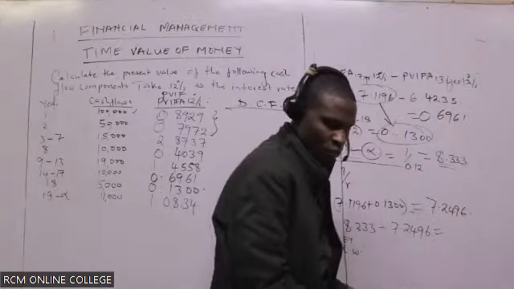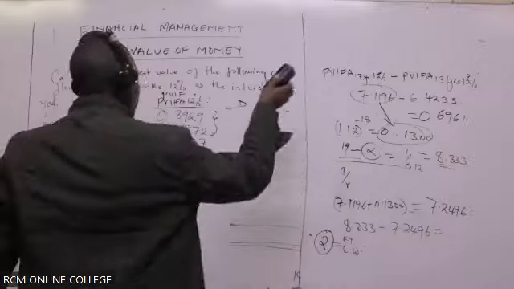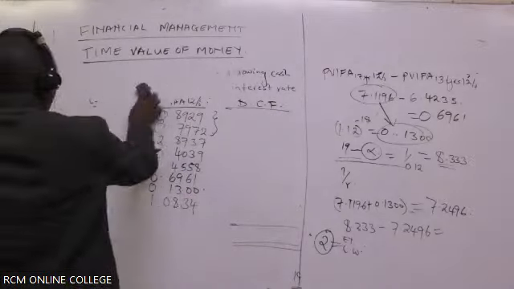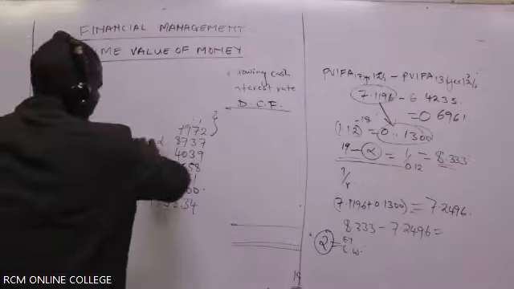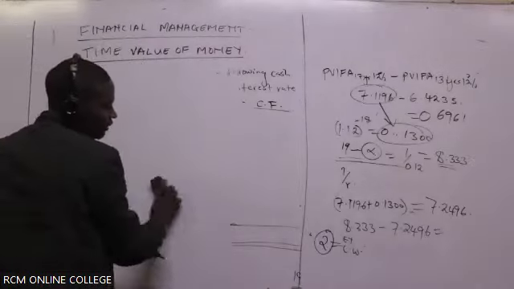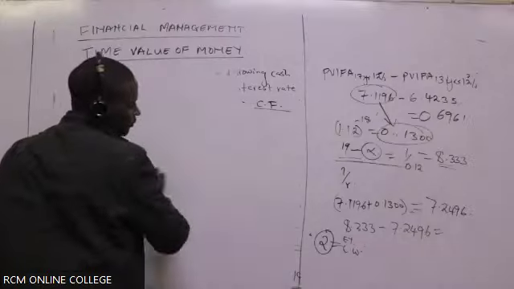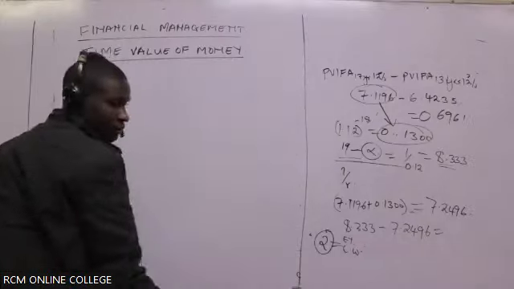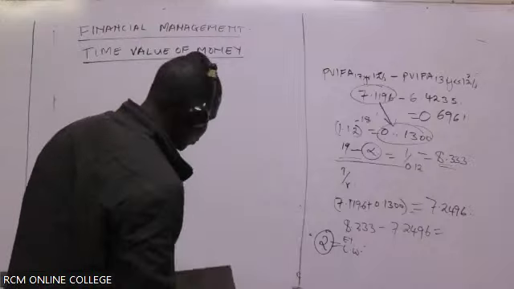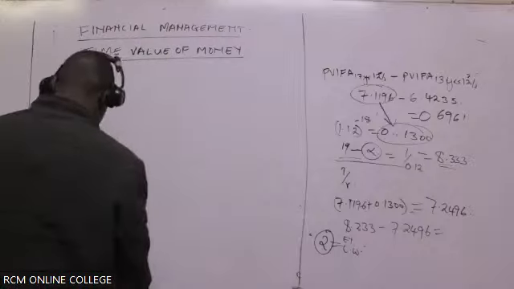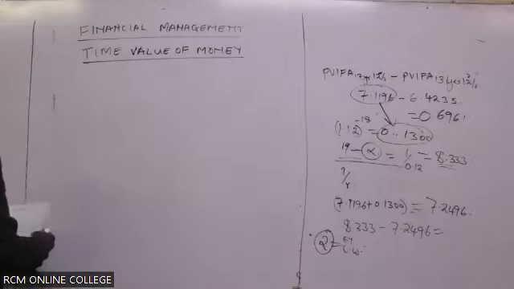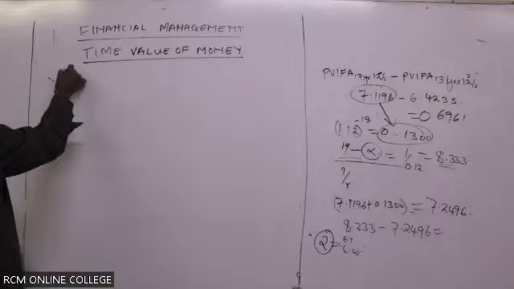So solution to that, is there any other way the examiner can twist any question regarding the present value or the discounting? Now, you're having this question here. Solution.